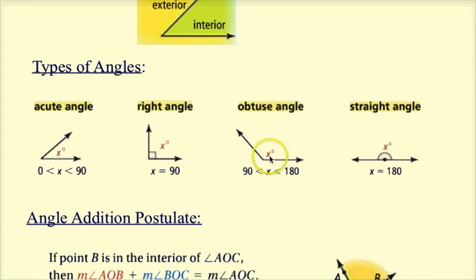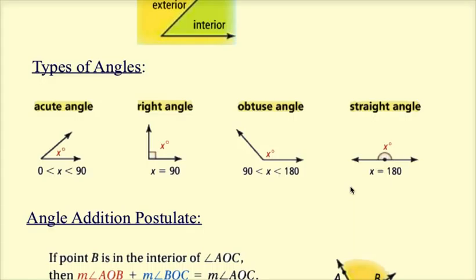An obtuse angle is bigger than the L shape, so that angle has to be greater than 90 and less than 180 degrees. So that's an obtuse angle, greater than 90 and less than 180. And a straight angle is just like a straight line. It's exactly 180 degrees. Okay, so those are the 4 different angles that you need to know at this point.